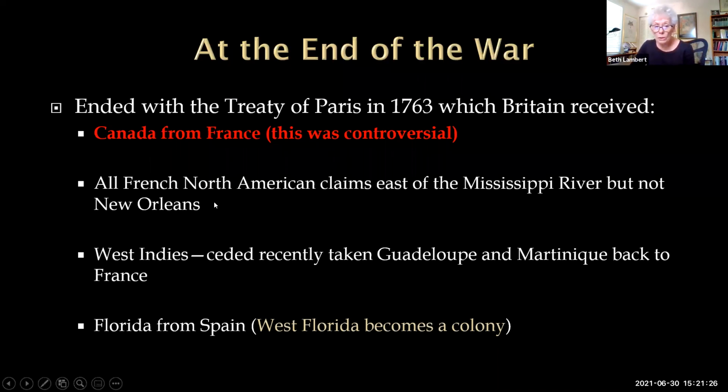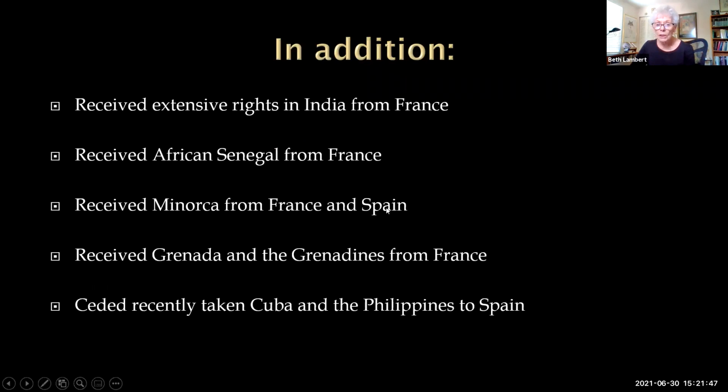The English also got all French North American claims east of the Mississippi. In the West Indies, they ceded recently taken Guadeloupe and Martinique to France. They got Florida from Spain. West Florida becomes a colony that we rarely hear about. We usually don't think of Florida among the 13 originals. In addition, they received extensive rights in India from France, African Senegal from France, Minorca from France and Spain, Grenada and the Grenadines from France. They ceded recently taken Cuba and the Philippines to Spain.